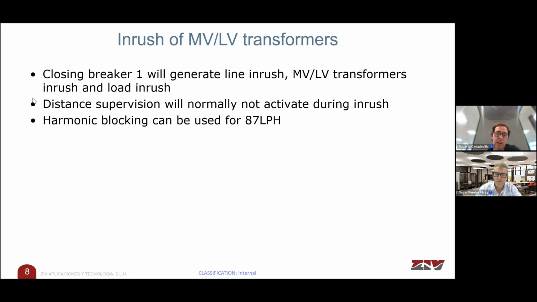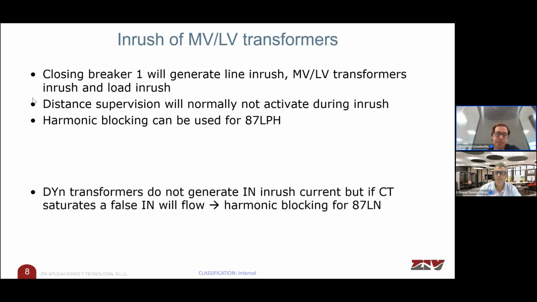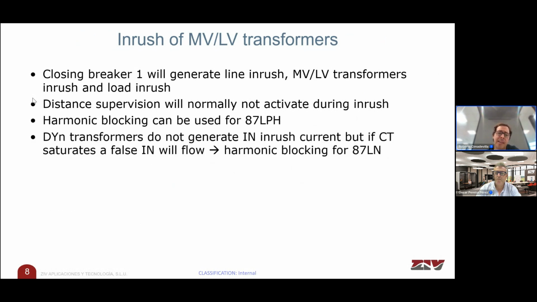Anyway, we have to use harmonic blocking for the line differential protection. And even though delta-Y transformers do not generate a neutral current during inrush conditions, if there's any CT saturation, a false neutral current can be generated. So harmonic blocking must be used not only for phase differential, but also for neutral differential.